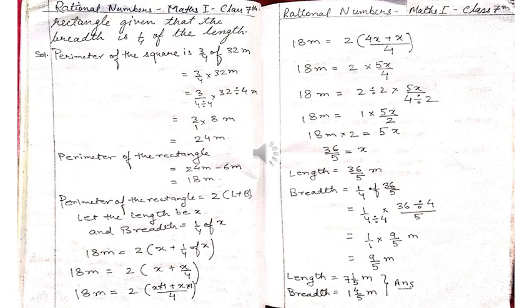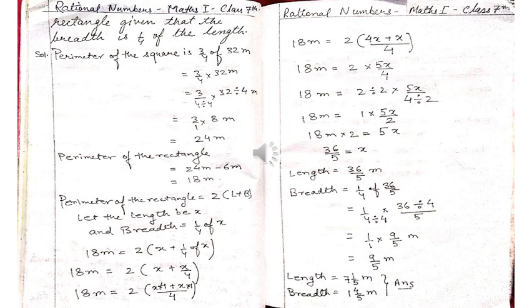Now here the perimeter of a square is 3 upon 4 of 32 meter, and try to remove the 'of', a multiply sign will be there, and try to simplify it. The answer will be 24 meter. Now the perimeter of a rectangle is 6 meter less than the perimeter of the square. So 24 is the perimeter of the square and 6 meter is less, so it will become 18 meter.